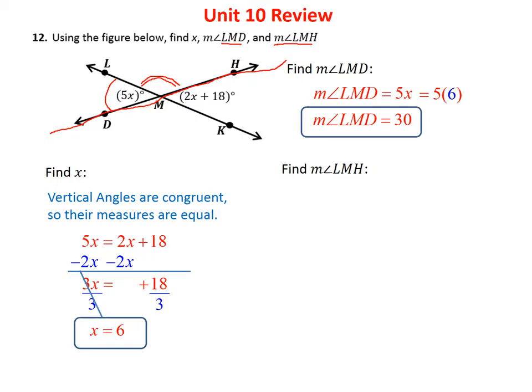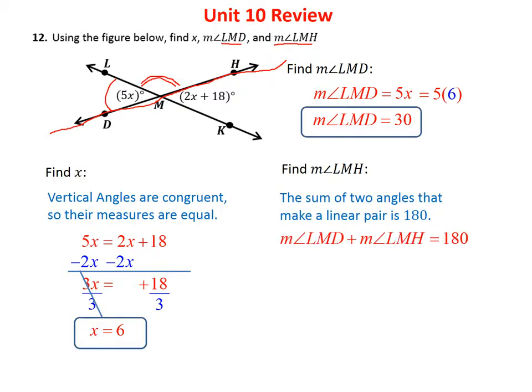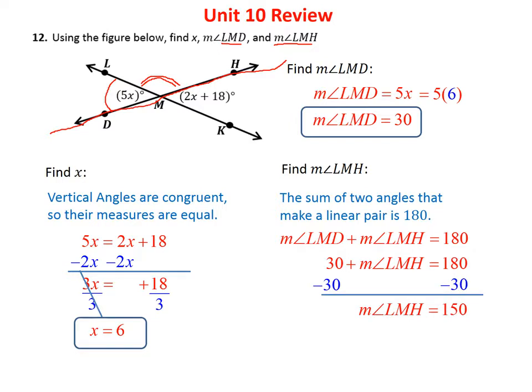Now we want to find the measure of LMH. Well, I noticed that these two form a straight line, so they are supplementary. So the two angles add up to 180. So let me plug in the one I know, 30. So 30 plus the measure of LMH is 180. Let's subtract 30 from both sides, and we find out that the measure of LMH is 150 degrees. And obviously 150 plus 30 equals 180 for that check. And now we're done. Hope you do well on the test.